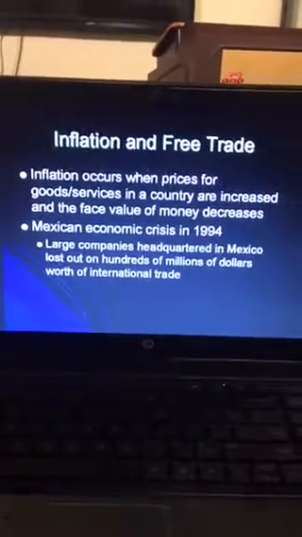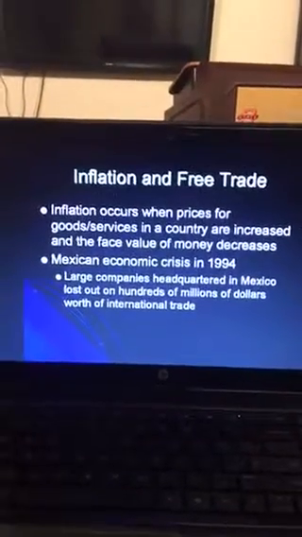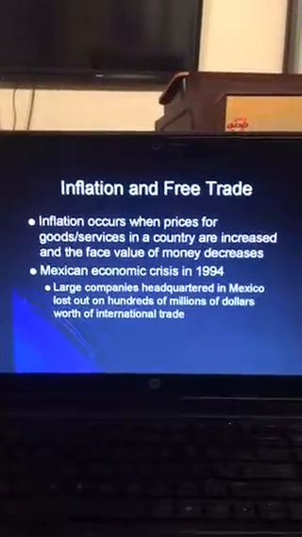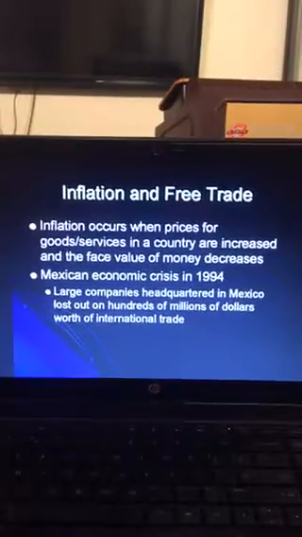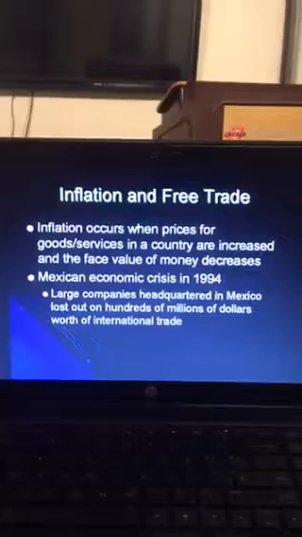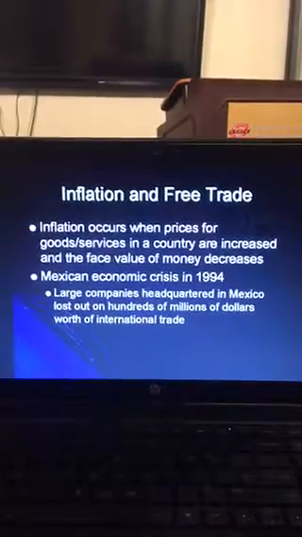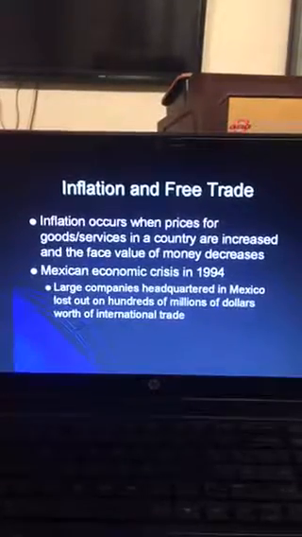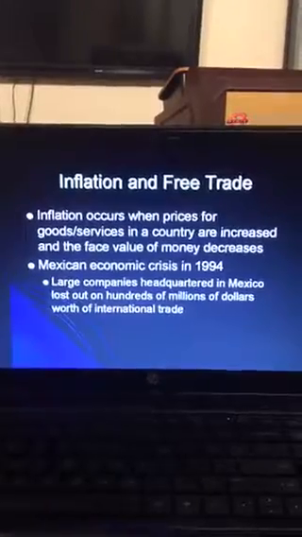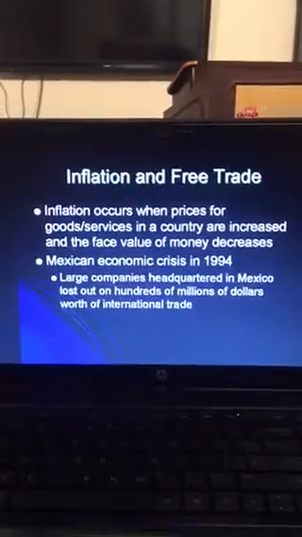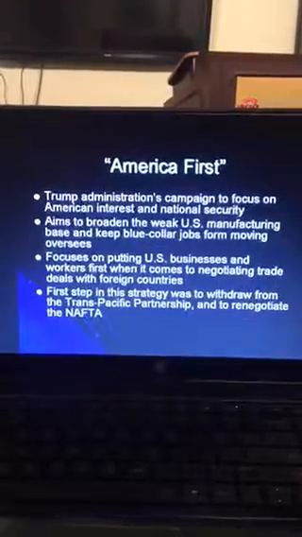Inflation occurs when prices for goods and services in a country increase and the face value of money decreases. A good way to see how this affects trade would be the Mexican economic crisis in 1994. Basically, large companies headquartered in Mexico lost out on hundreds of millions of dollars worth of international trade because their economy could not forego the foreign trade because it was too unstable and the value of their peso dropped so much that they're just losing money.